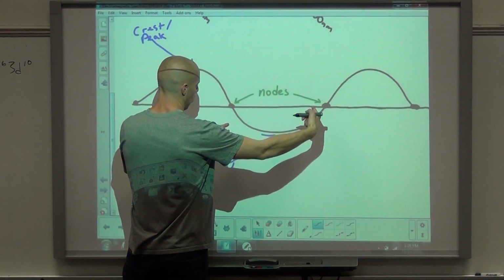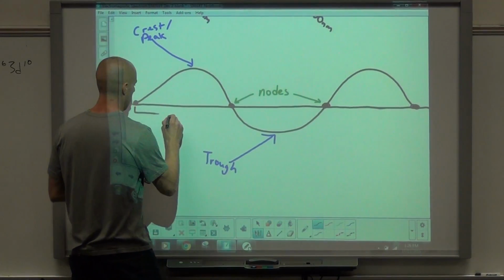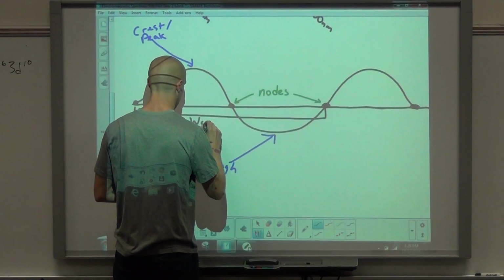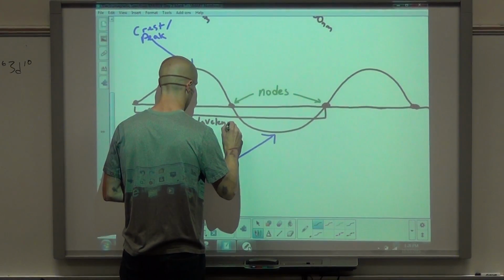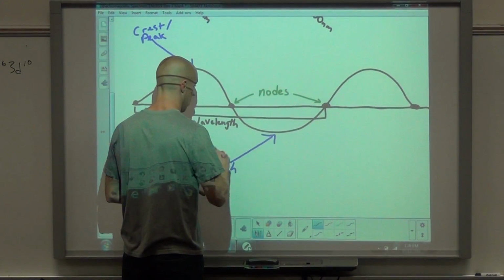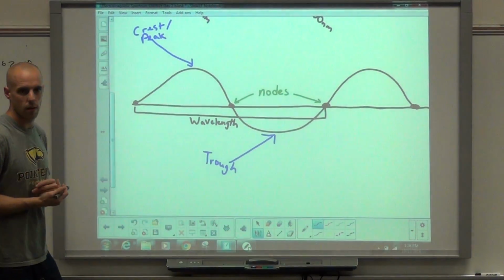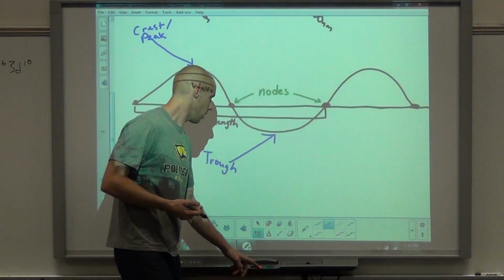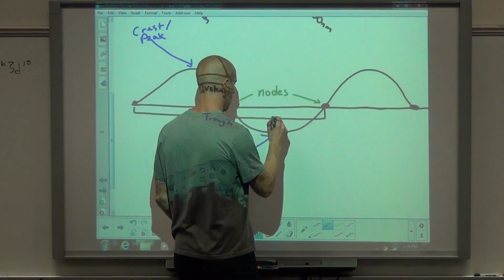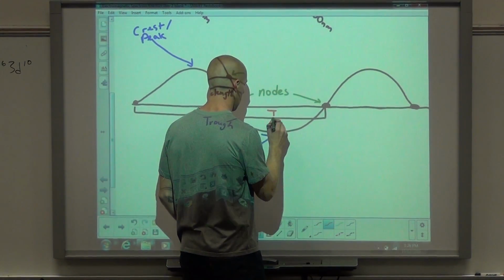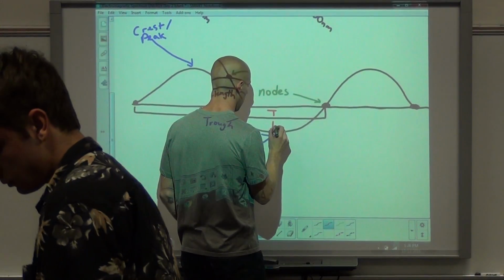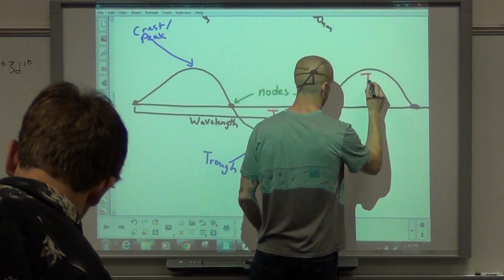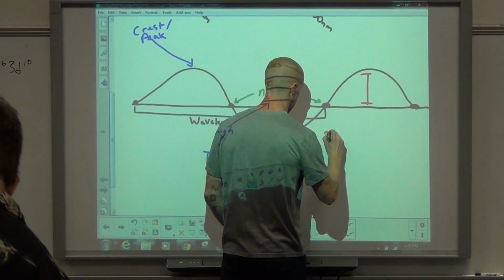One crest and one trough is what we consider to be a wavelength. The height of the crest, or the depth of the trough, this distance here, is called the amplitude.